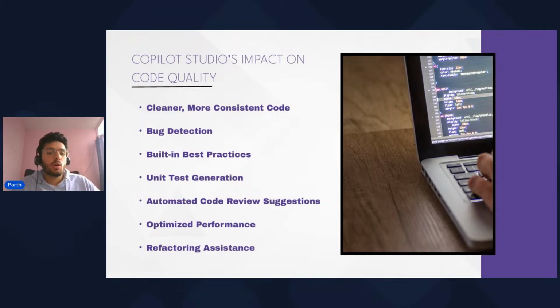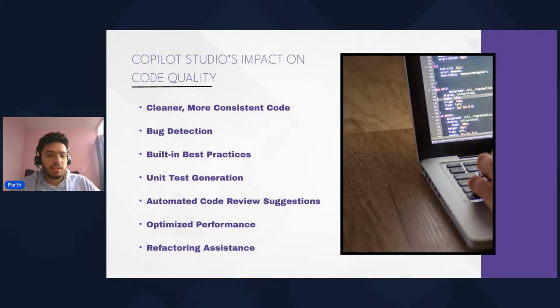Apart from that, optimized performance and refactoring assistance. For optimized performance, we can see how it writes code, how it saves our time writing boilerplate code itself, and how it can write the most efficient and optimized code itself. So basically it builds a higher quality project. So that's how optimized performance is an impact on code quality.